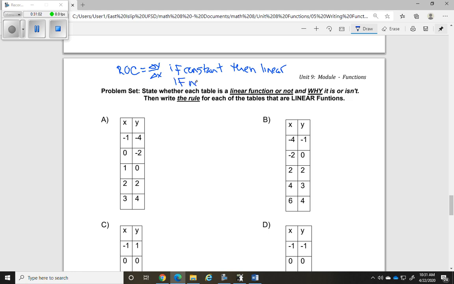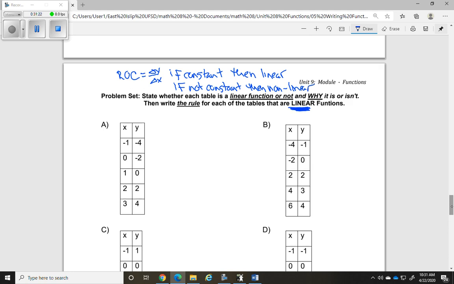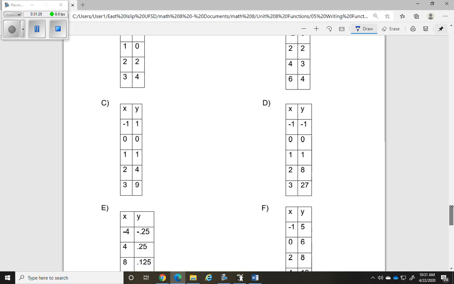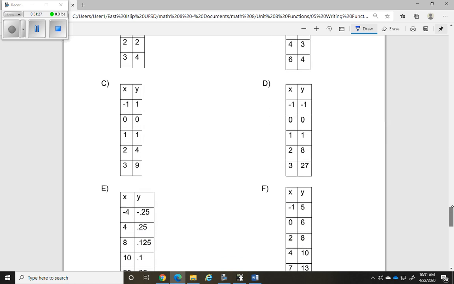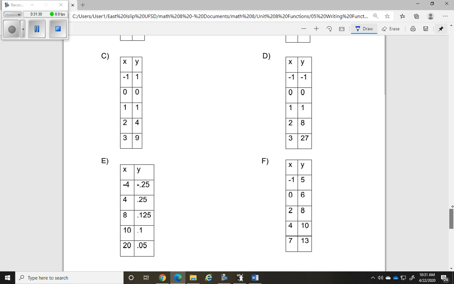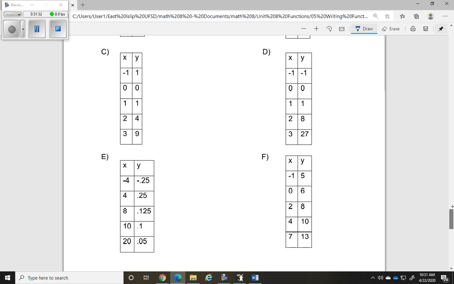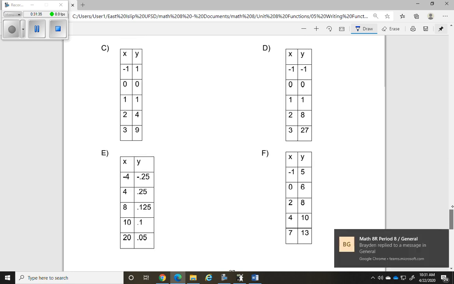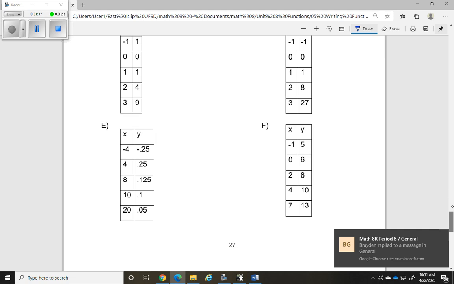If it's not constant, then it's non-linear. And you're going to write the rule for the tables that are linear functions. Okay, if anything turns out to be nonlinear, you don't have to write that rule. Don't get fooled if it skips some numbers. Remember, sometimes a ratio, a change in y over change in x, sometimes it simplifies to be constant. So be really careful with that.